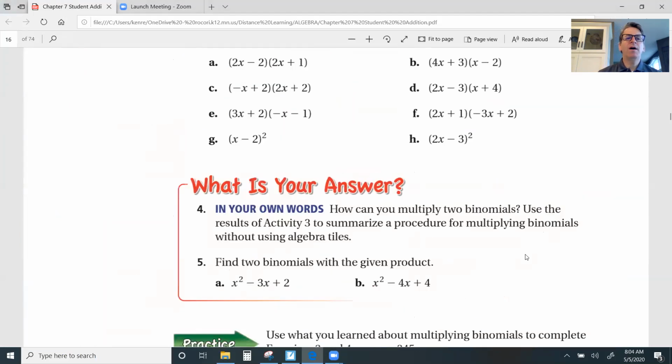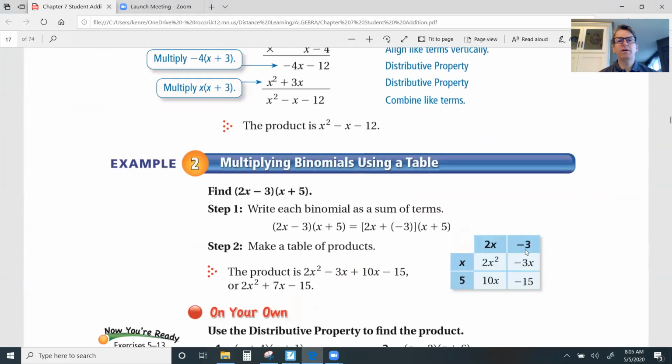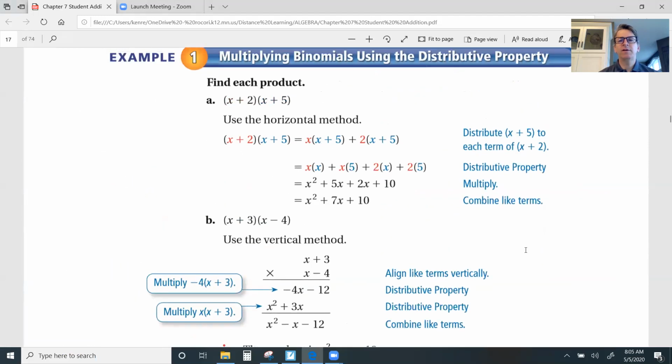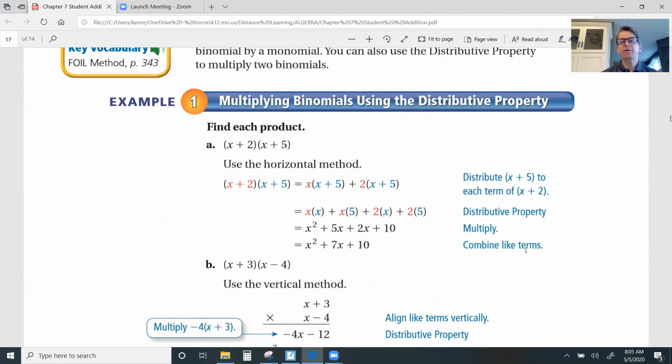Sorry about the delay there. I just wanted to make sure you got the right screen. There are a couple of other ways of multiplying binomials. One is called the distributive property. As you can see on my screen, I have the book up: x plus 2 times x plus 5. Basically, you distribute the first binomial into the second binomial.